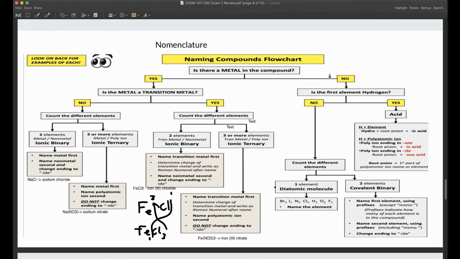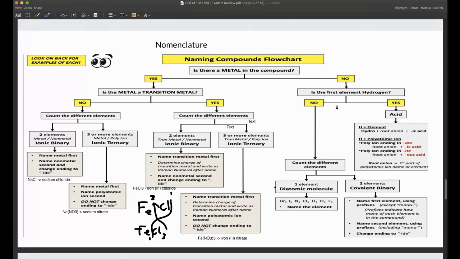Cool. So is there a metal in the compound? What happens if there's no metal in the compound? Is the first element hydrogen? No. If you count the different elements and there's only 1 element, it's a diatomic molecule, and you just name it. The acronym I like to use is Brinkelhoff. Brinkelhoff is bromine, iodine, nitrogen, chlorine, hydrogen, oxygen, and fluorine. Those are all the diatomic molecules, as they naturally come in 2.